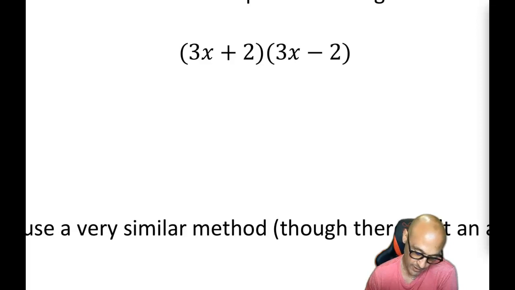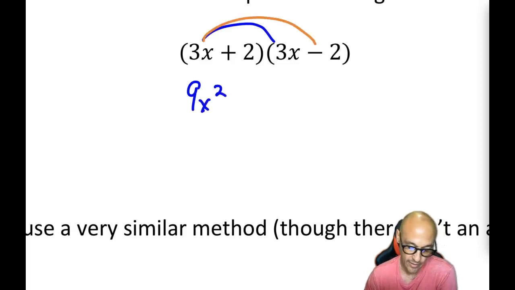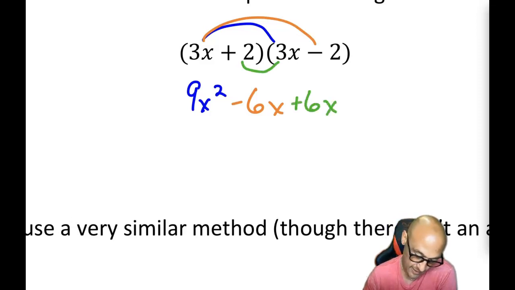I'm not sure if I'm going to get the colors in the exact same order here, so I'm sorry if I don't. 3x times 3x, firsts, is 9x squared. Outers, 3x times negative 2, negative 6x. Inners, 2 times 3x is positive 6x. And lasts, positive 2 times negative 2 is negative 4.